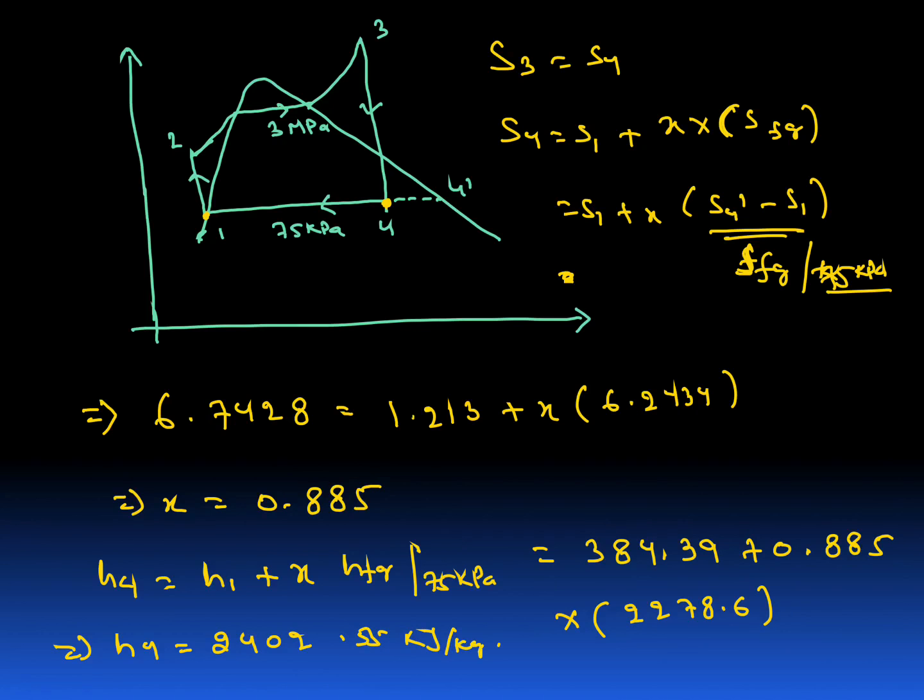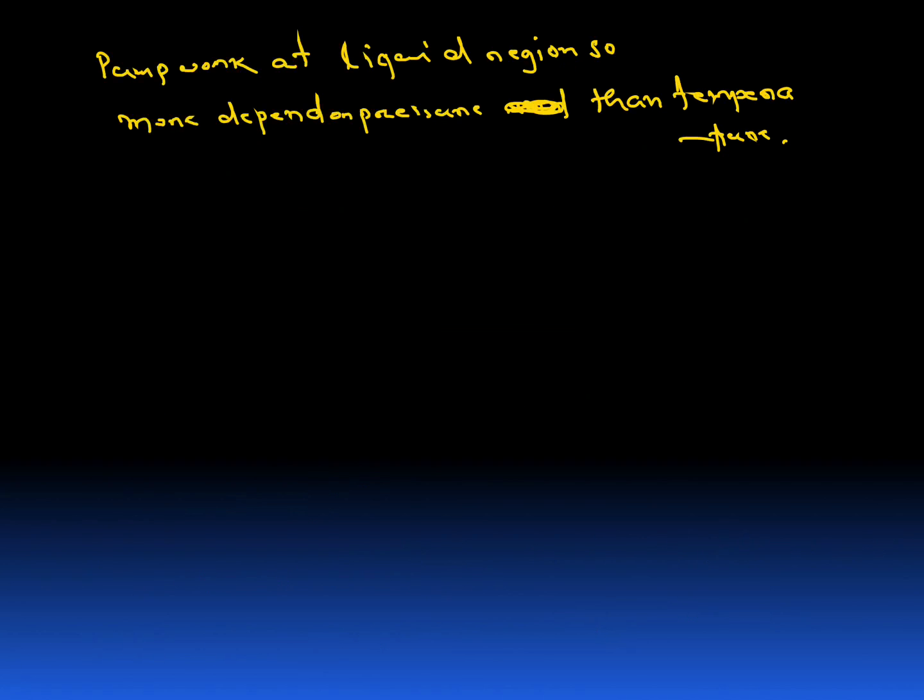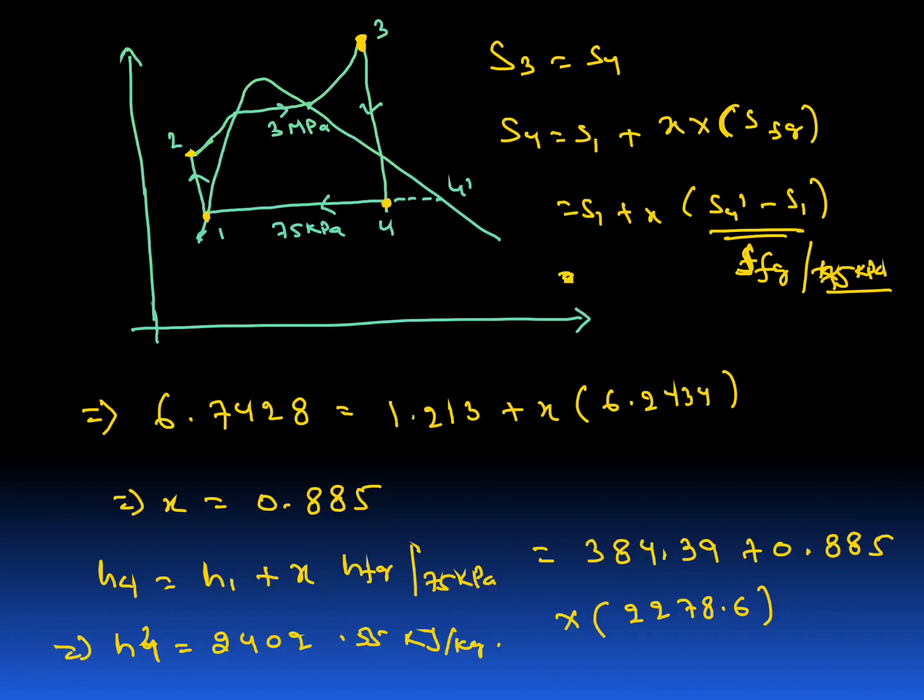Then we can calculate the turbine work. Turbine work is H3 minus H4. H3 value is given in the question, H4 value we got, H1 also given. Then at this point H2 we have to calculate. For pump work, without H2 also we can calculate pump work, but for heat supplied, H2 is required. Pump work is in the liquid region. If you follow this curve, this side is the liquid region, so it depends more on pressure than temperature.